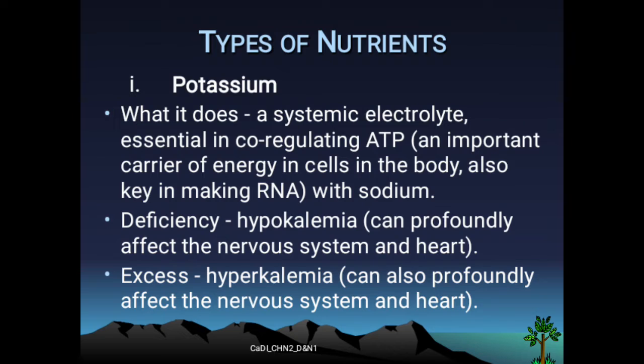Potassium being the first mineral, we'll look at what potassium is all about. It's a systemic electrolyte essential in co-regulation, an important carrier of energy in cells in the body, also key in making RNA with sodium. Its deficiency is hypokalemia, and excess, hyperkalemia, can also profoundly affect the nervous system and heart.